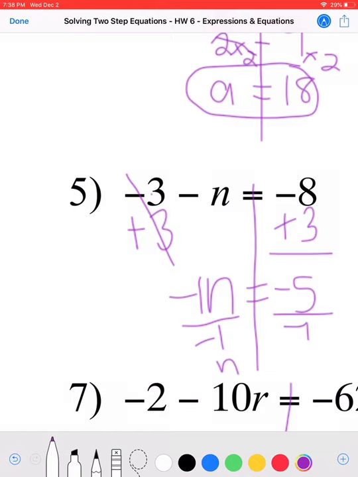You are left with n equals negative 5 divided by negative 1. And so a negative divided by a negative is going to be a positive, and you're just going to get a positive 5. And that is your answer. Moving on to number 6.